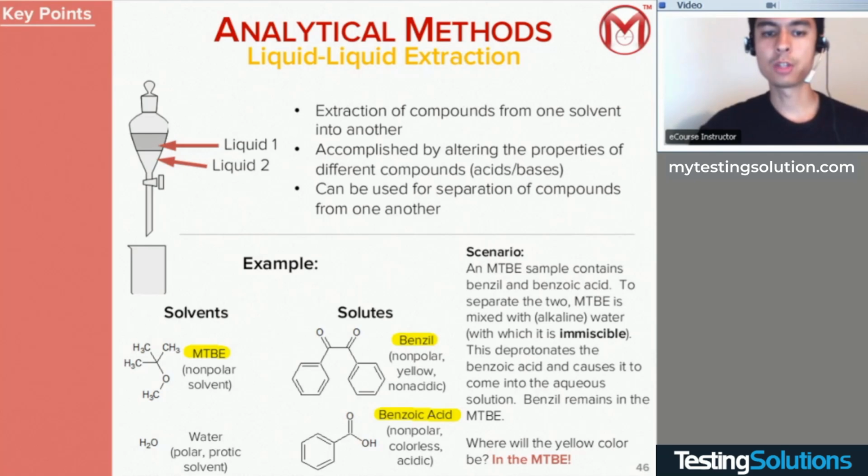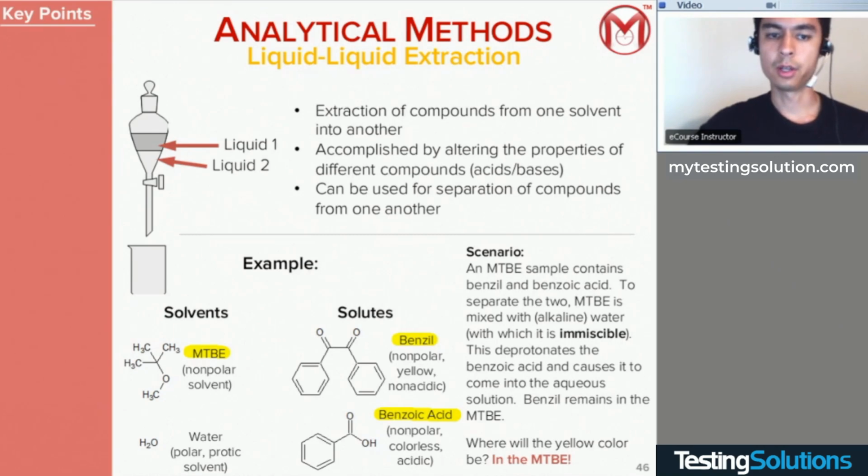Benzil is yellow, benzoic acid is colorless, and what I want to do is separate them for whatever reason, just because I said so. I don't like them being mixed, so I want to pull out the benzoic acid. Well, how do I do that? Okay, I could add water. MTBE and water won't mix because one's polar, the other one's nonpolar. So I have my two liquids. And how do I get them out? Because benzil and benzoic acid are both nonpolar.